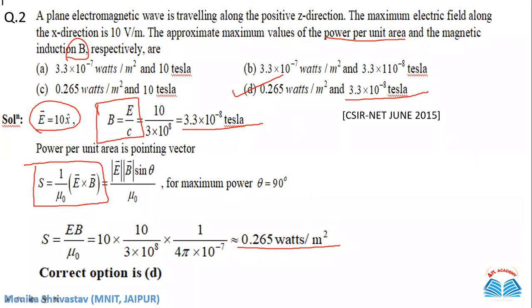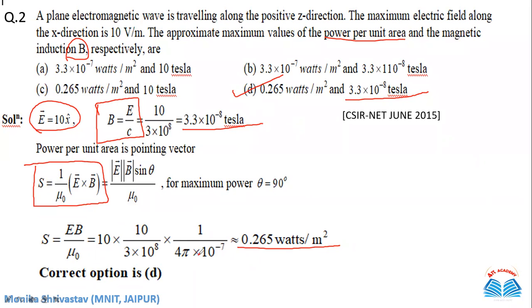A student asks: in this question we get 0.265 watt per meter square, but this calculation in CSIR NET is not easy because there is no calculator. How can we do that? You can, this is quite an easy calculation, buddy. You are allowed to use pen and paper, so on your paper you can solve this. This is not a difficult calculation.